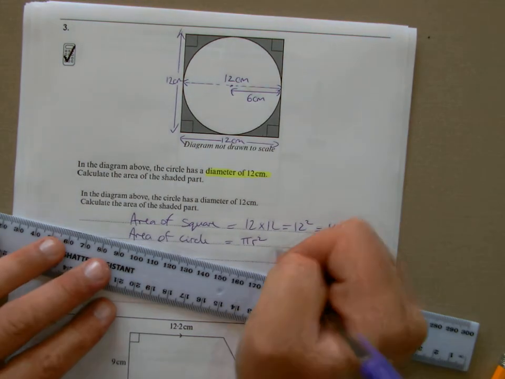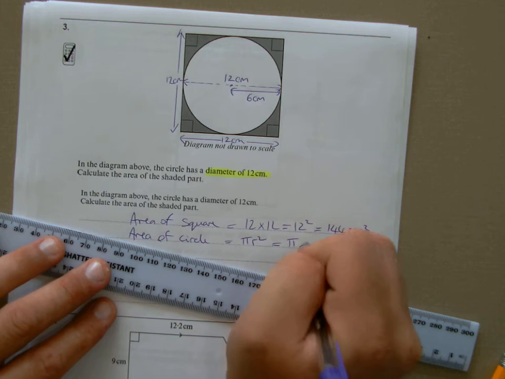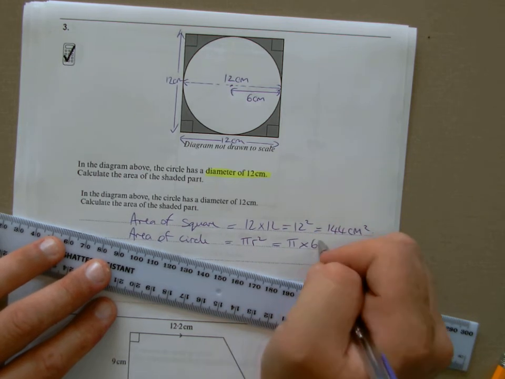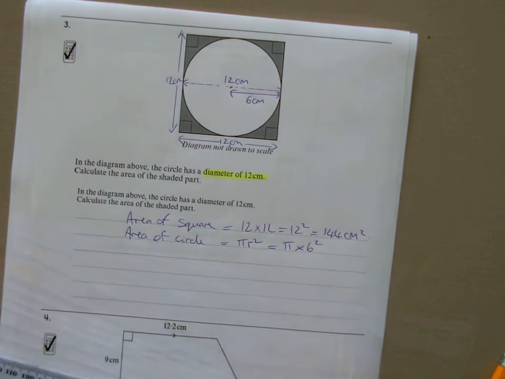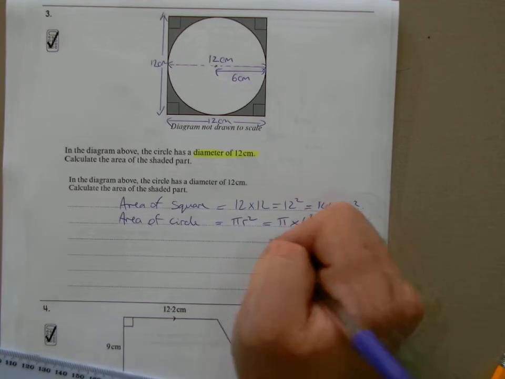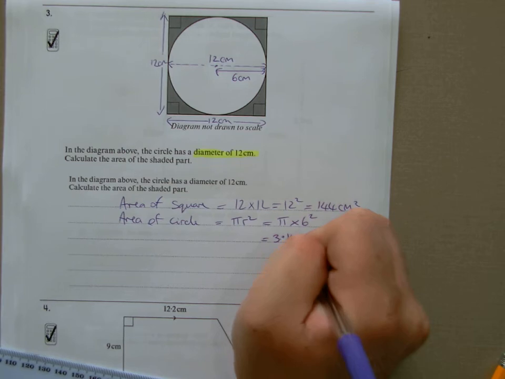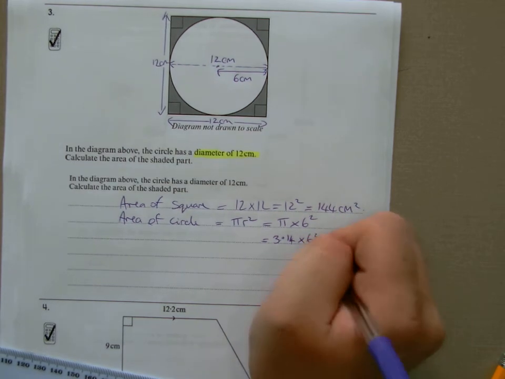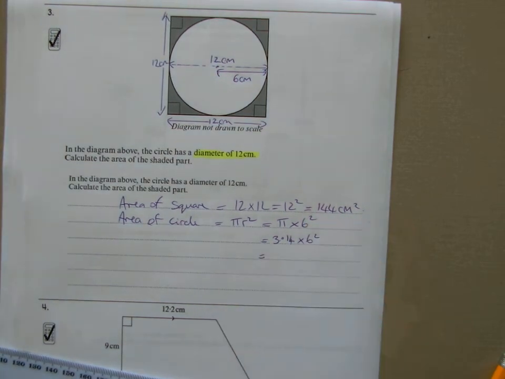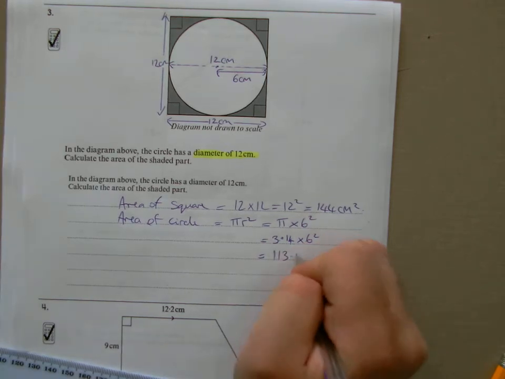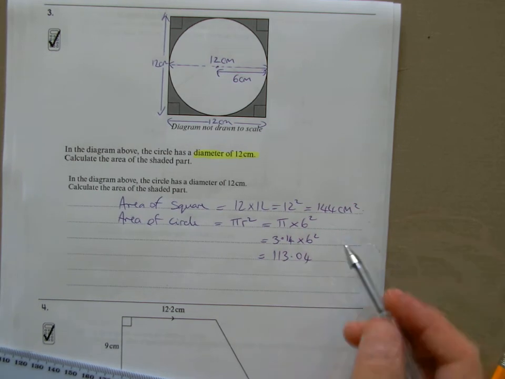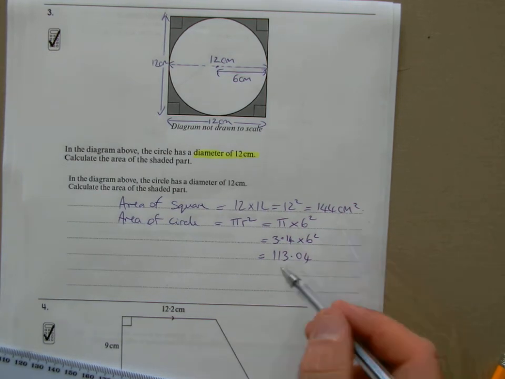So we'll have pi times 6 squared, because that's what the radius is, and you've got to square it. Now pi, we should write as 3.14, and it tells you that on the front of the paper anyway. So if I work that out in my calculator, it comes out to be 113.04.